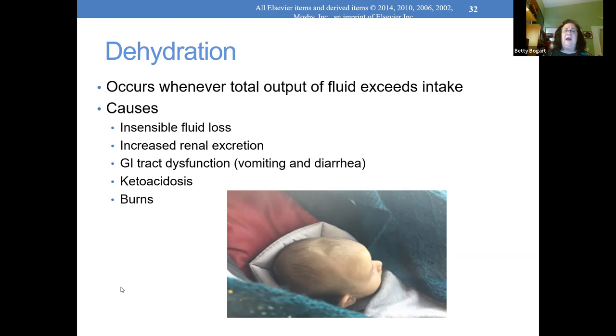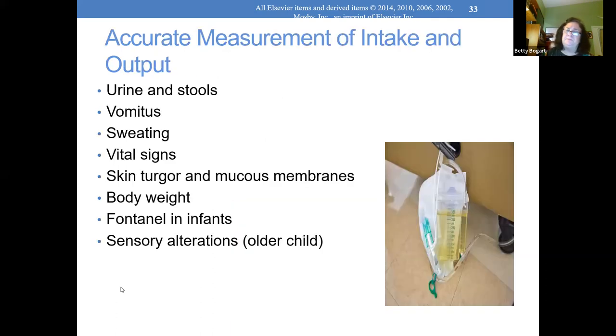So what is dehydration? It's when output is far beyond what goes in. It could be insensible. It could be that fever, sweating. It could be the kidneys just put out more. Or it could be due to vomiting and diarrhea. And we're going to go into how to treat them really closely, so you'll understand it. Ketoacidosis causes dehydration. That's why we give a bolus of normal saline for diabetic ketoacidosis, right? And then, of course, burns. Anytime you get rid of skin, you're getting rid of fluid.